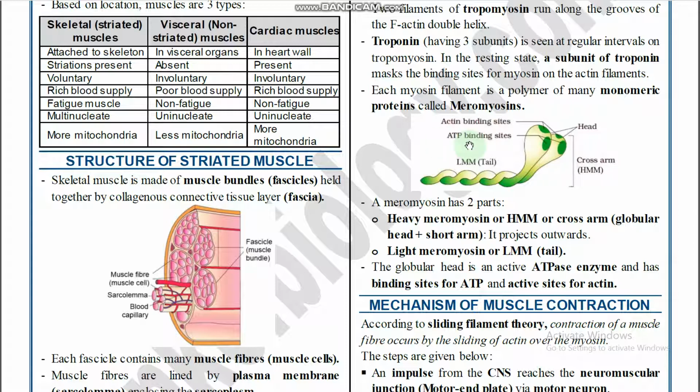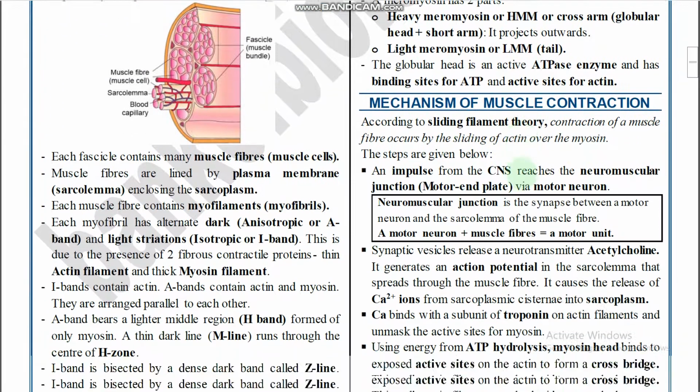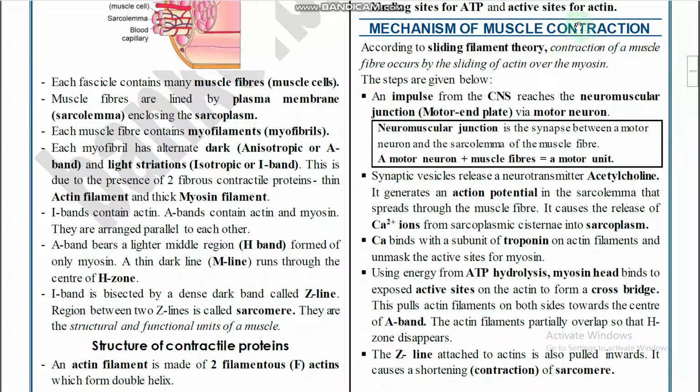The structure of striated muscle, the structure of actin, and the structure of myosin are most important, right? Next is the mechanism of muscle contraction. The sliding filament theory is the most important. There is a chance for one question from this topic. This is very easy; just go through the lines of NCERT and this video class. The mechanism of muscle contraction is explained by the sliding filament theory.